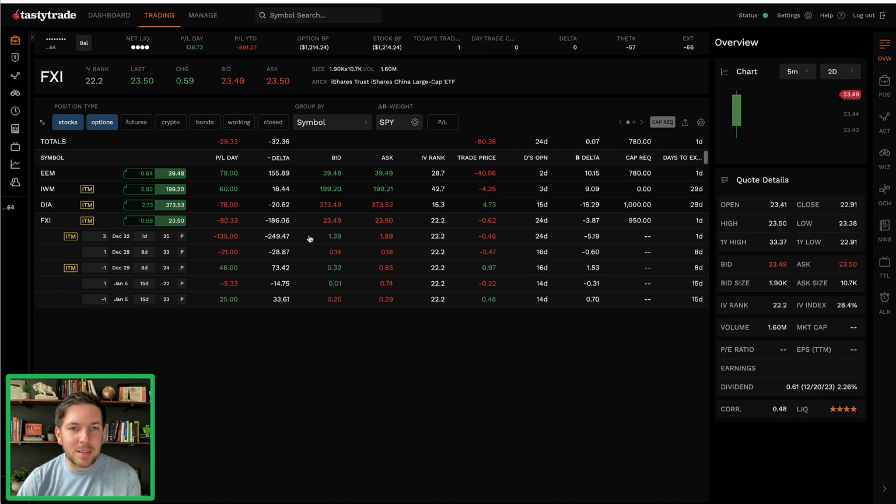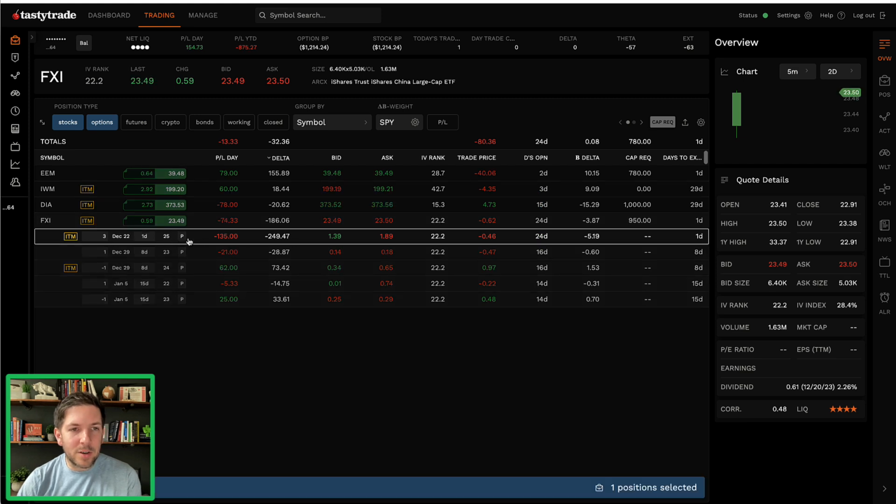Now that still has some value, and that's these contracts right here. They still have some value, even though we're getting close to expiration, starting to lose some of that extrinsic value. We're going to go to close position, and then we're going to go down to full.